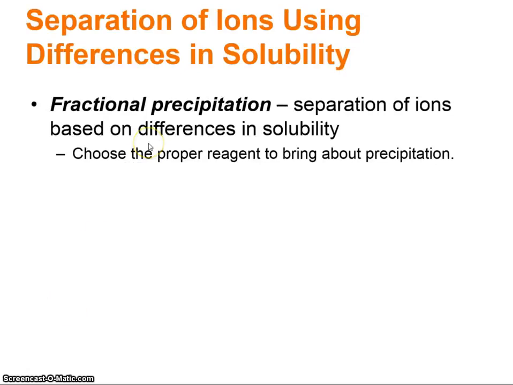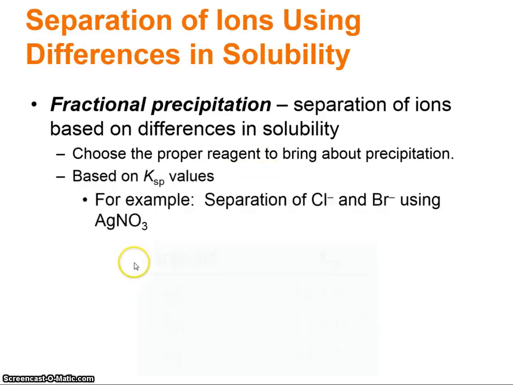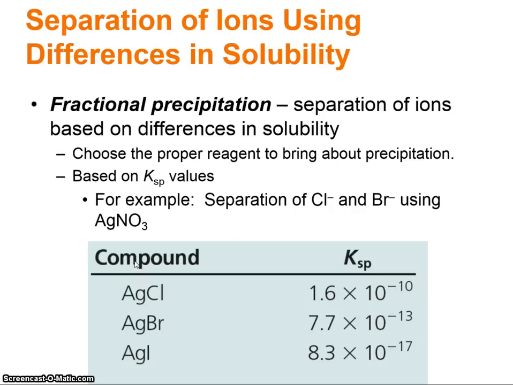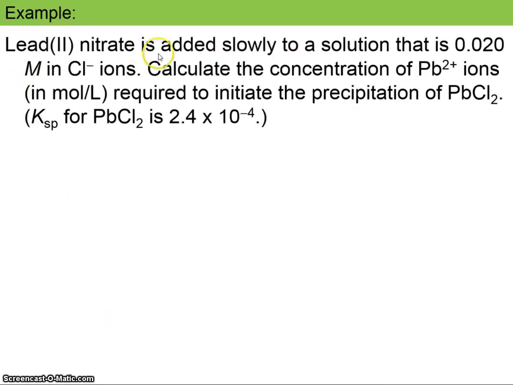And so this is called fractional precipitation, the separation of ions based on differences in their solubility, and you choose the proper reagent to bring about precipitation. And it's all based on KSP values. For example, we can separate Cl- and Br- using silver nitrate because the bromide is much less soluble than the chloride is. So, for example, lead nitrate is added slowly to a solution that is 0.2 molar in chloride ions. Calculate the concentration of lead ions required to initiate precipitation of the lead chloride. The KSP for lead chloride is 2.4 times 10 to the minus 4.